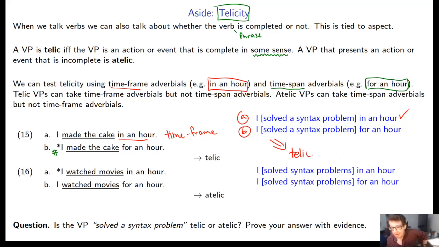So instead of solved a syntax problem, I'm changing this to solved syntax problems. And let's just use different letters here. So now we're doing C and D. I solve syntax problems in an hour, or I solve syntax problems for an hour. Which one sounds better, C or D? D. Yeah, D sounds better, doesn't it? So I solve syntax problems in an hour versus I solve syntax problems for an hour. So this event really is more atelic than telic.